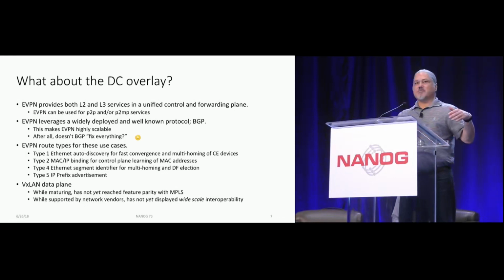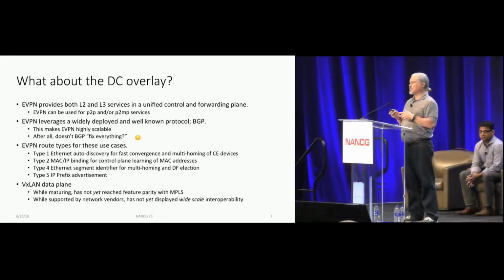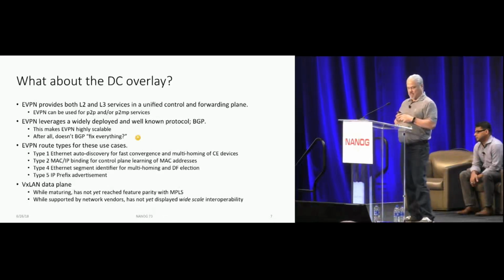Within EVPN, there's many route types. I won't go into a lot of detail, but these 4 are actually being used in these use cases. Type 1, 2, 4, and 5. Mohammed will probably talk about these as well. Type 2 is kind of the anchor for EVPN, binding the MAC with the IP address, because MAC addresses are advertised in BGP in EVPN. There's things like Type 5, IP prefix advertisement, if you just want to do inter-subnet routing. And then 1 and 4 for things like multi-homing and fast convergence.